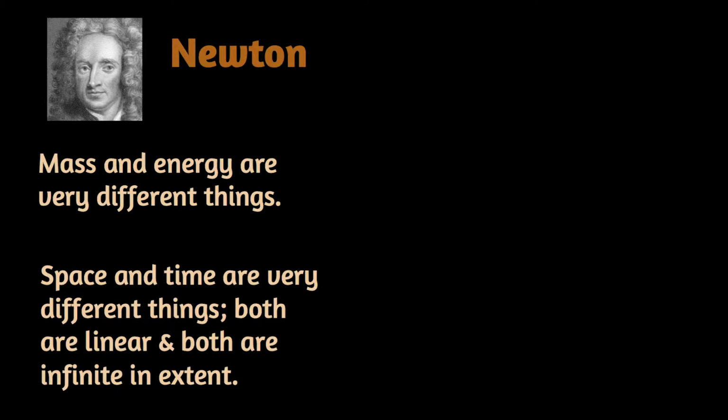Let's compare and contrast their views. To Newton, mass and energy were very different things. Also to Newton, space and time were different things, not really related. And that's our everyday experience. Space is something that we occupy and objects occupy, and time is something that flows in one direction. They seem quite different. To Newton, time and space were both infinite and linear.